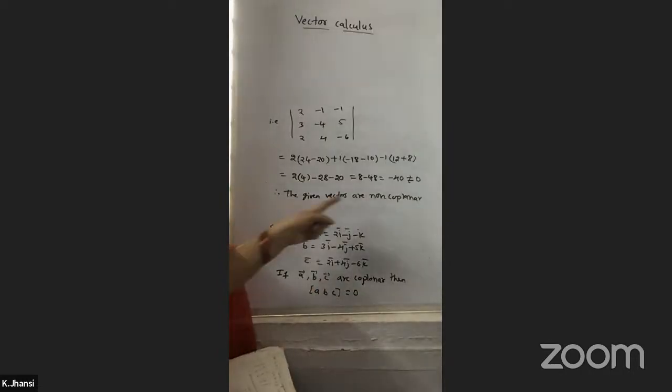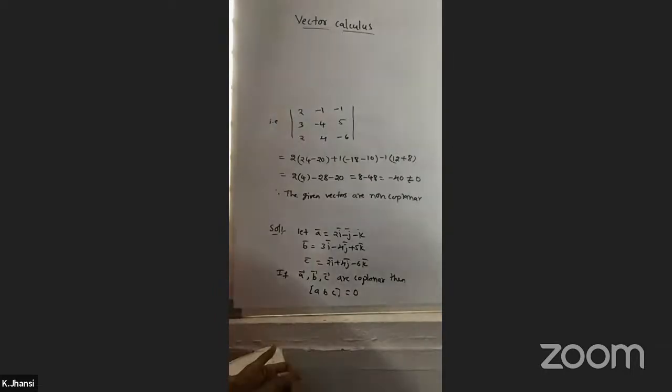Okay. If we get it as equal to 0, then the 3 vectors are coplanar vectors. So this is the concept of collinear vectors and also coplanar vectors. And one more is the orthogonality of the vectors.